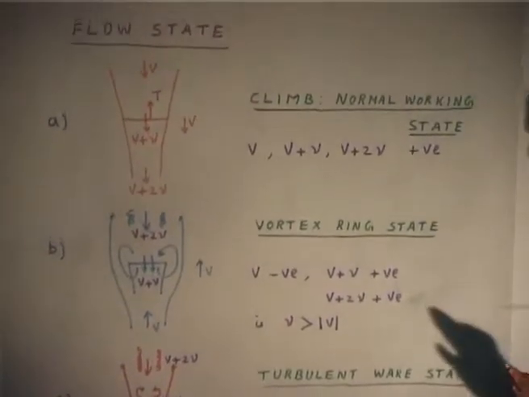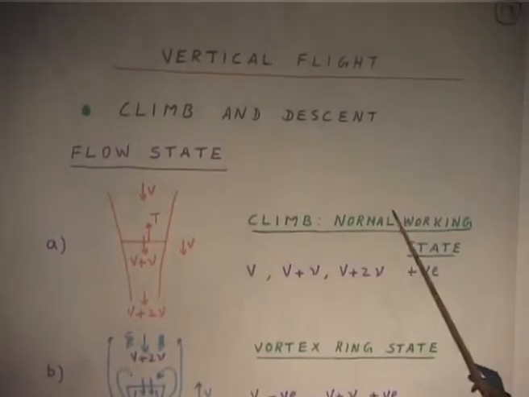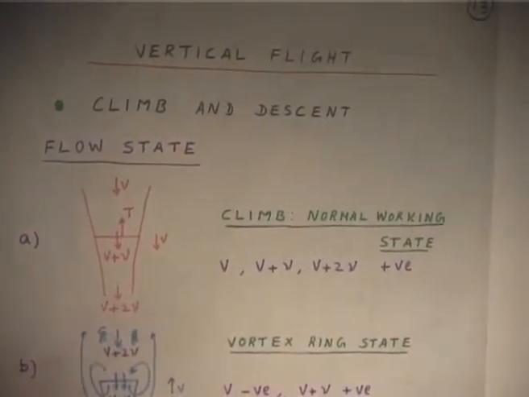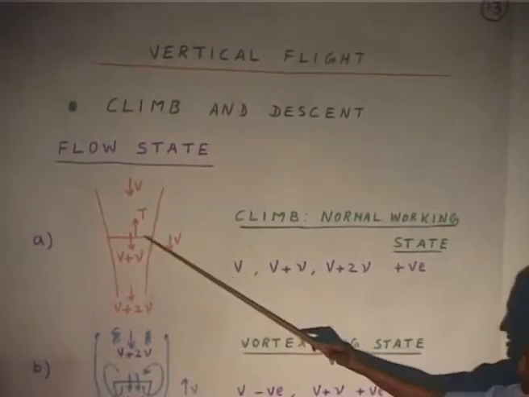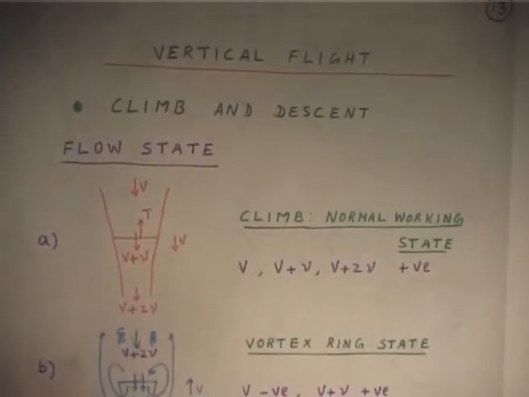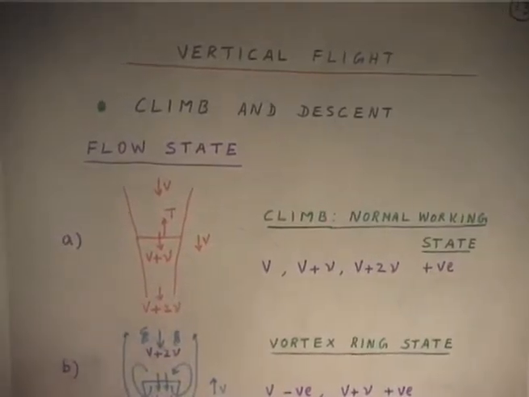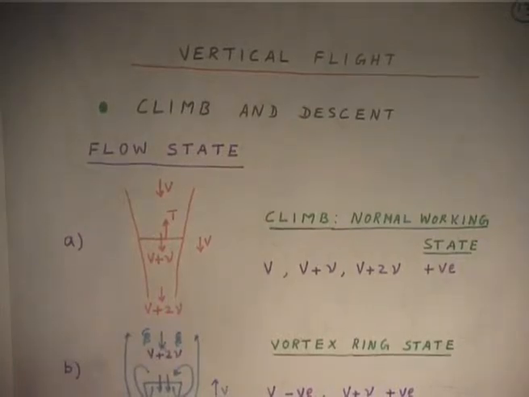Now, the climb, which is also called the normal working state, because we use the same definition that we used, that is, this is the rotor disc. The rotor disc is supporting the weight of the helicopter, and the climb and descent are, please note, uniform speed. That means it is not accelerating or decelerating. It is going with a steady speed. So, that is why the condition here I have plotted is steady speed.